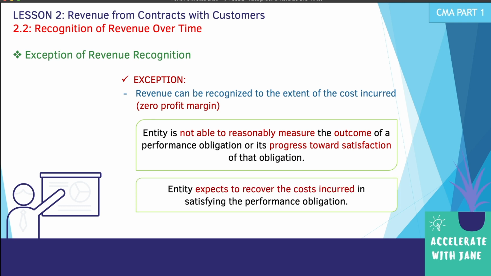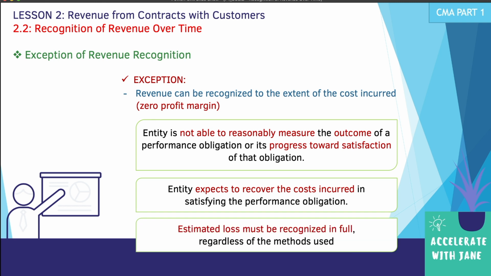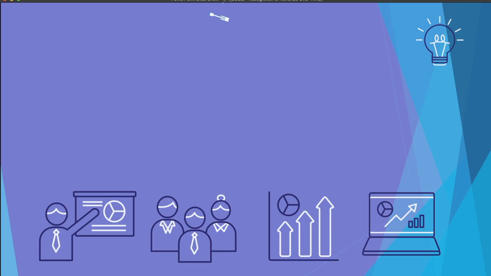Second, when an entity expects to recover the cost incurred in satisfying the performance obligation. So for example, if the entity can recover the cost, then it is guaranteed that we can already recognize revenue equivalent to the cost incurred. Third, the estimated loss must be recognized in full regardless of the method used. So for example, in a construction company, if there is an estimated loss, under IFRS 15, we must already recognize the estimated loss, and that is in the full amount.